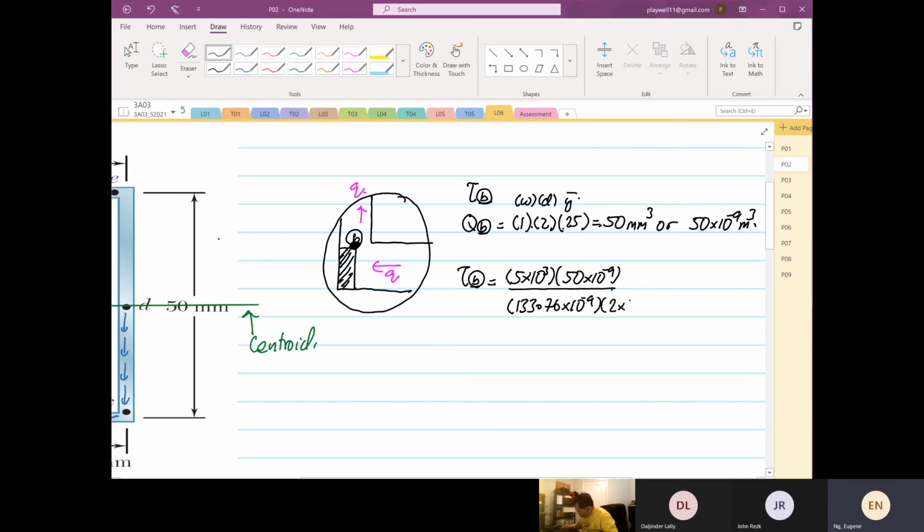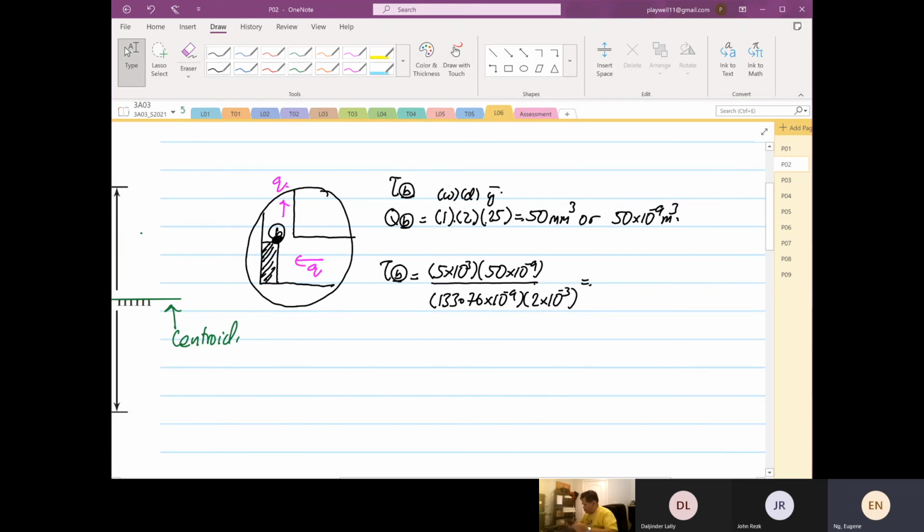And thickness, and it's just 1Q, okay, it's not 2Q. So 5 power 3, 50 power minus 9 divided by 133.76 power minus 9 divided by 2 power minus 3. So it's equal to 934.51 times 10 to the power 3 Pascal, right?